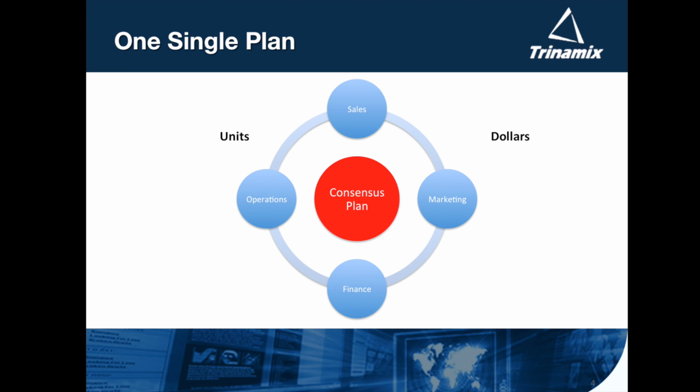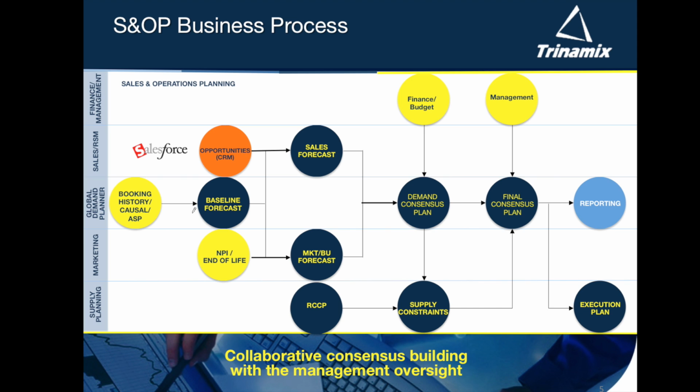The objective of this process is to have a final consensus plan followed by all the participants in the organization, including sales, marketing, and finance, and driven by top management. The process starts by collecting sales history at appropriate levels along with the average selling price for that sale, and any causal factors that may change demand. This information is used to create a baseline forecast. The baseline forecast can then become input to the sales or marketing forecast process.